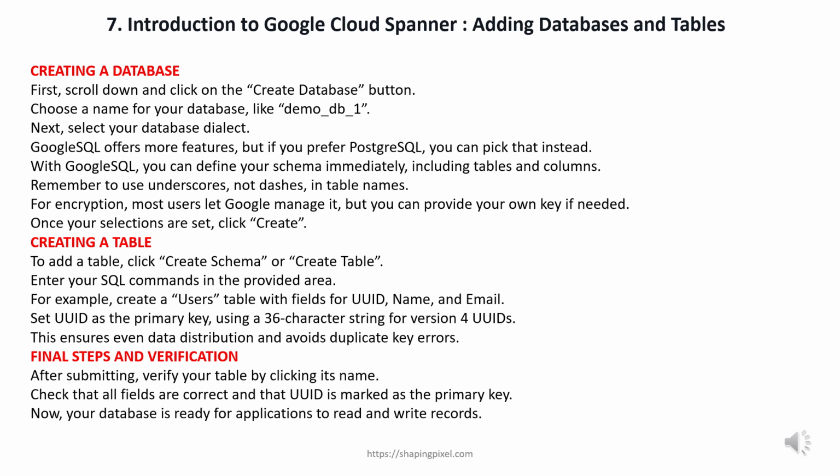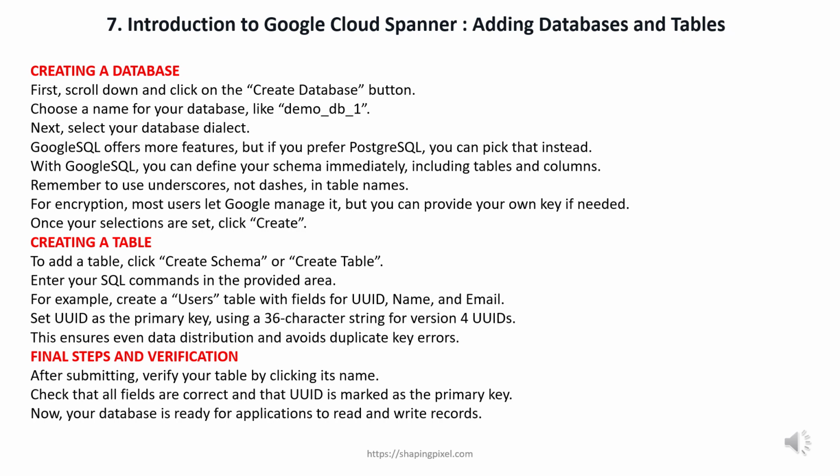With Google SQL, you can define your schema immediately, including tables and columns. Remember to use underscores, not dashes, in table names. For encryption, most users let Google manage it, but you can provide your own key if needed. Once your selections are set, click Create. To add a table, click on Create Schema or Create Table. Enter your SQL commands in the provided area.